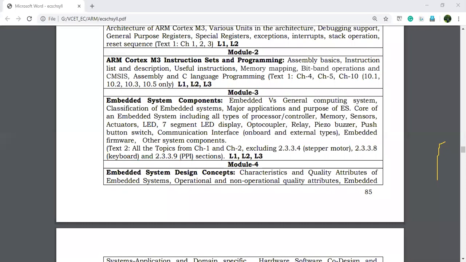It is a part of the computer system. It is a part of a computer system. It is a computer system, right? It cannot be a part of a computer system. But whenever I say embedded system, it is meant for a particular application. Is it correct?